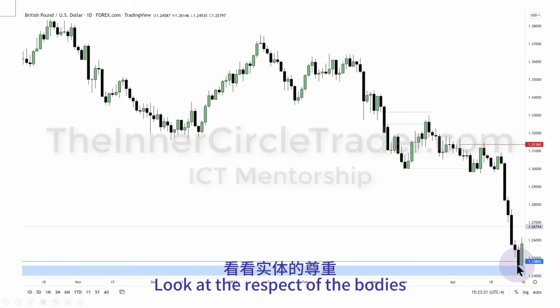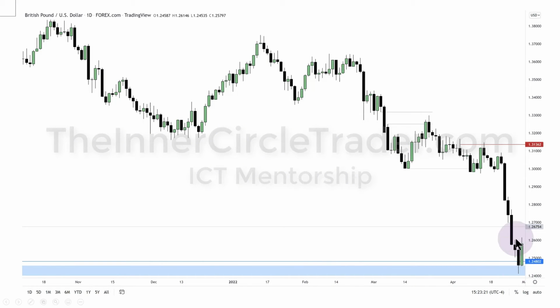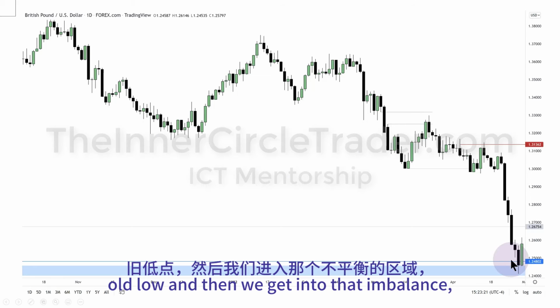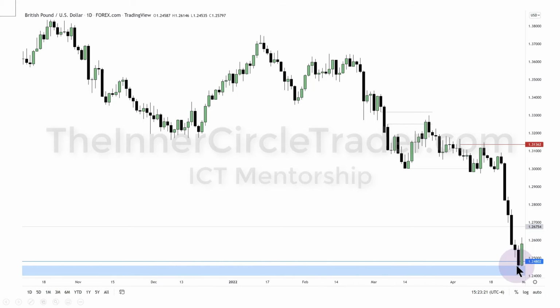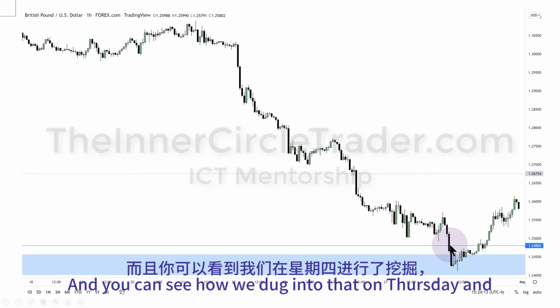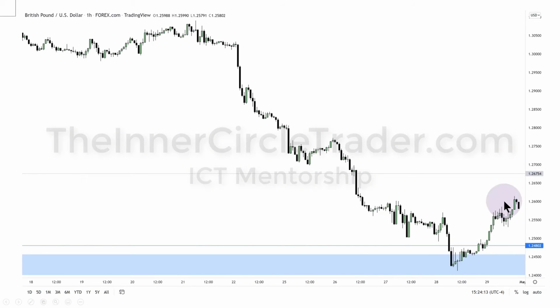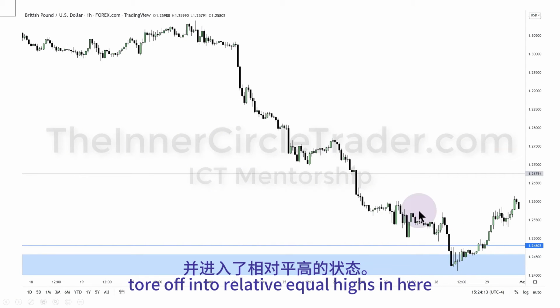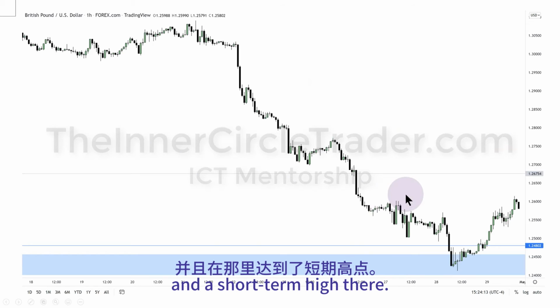Beautiful. Look at the respect of the bodies on the candles on that. Okay. We trade below the old low, and then we get into that imbalance, but the bodies, look where they're stopping. It's completely random. All right. And you can see how we dug into that on Thursday and tore off into relative equal highs in here and a short-term high there.